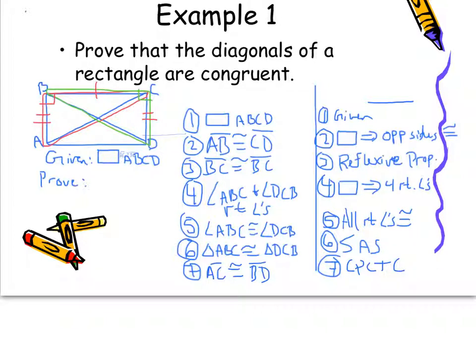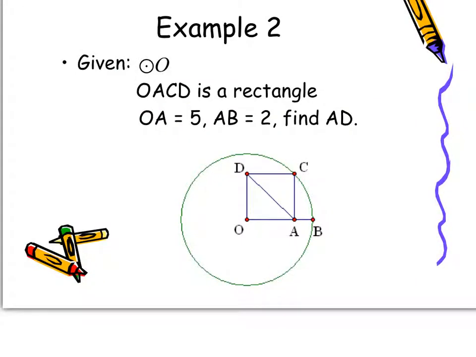So there we go. We prove our triangles congruent in this rectangle, and then we're able to prove that our diagonals are congruent. Boom, now we can use that anytime we want. We can say, I got congruent diagonals here because I'm awesome. This next one is not a proof. Good thing, because we only have to find AD.